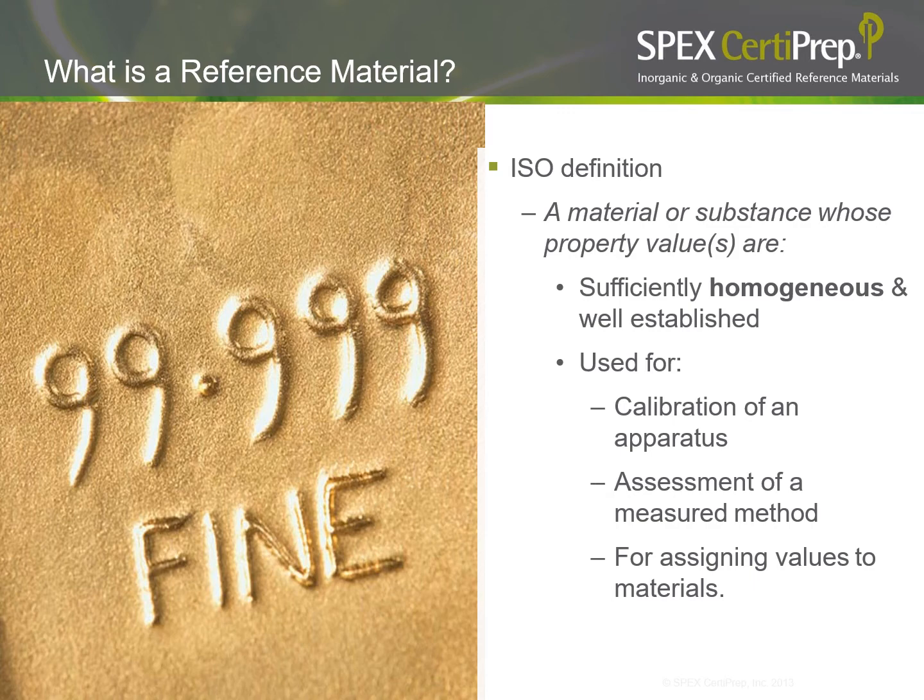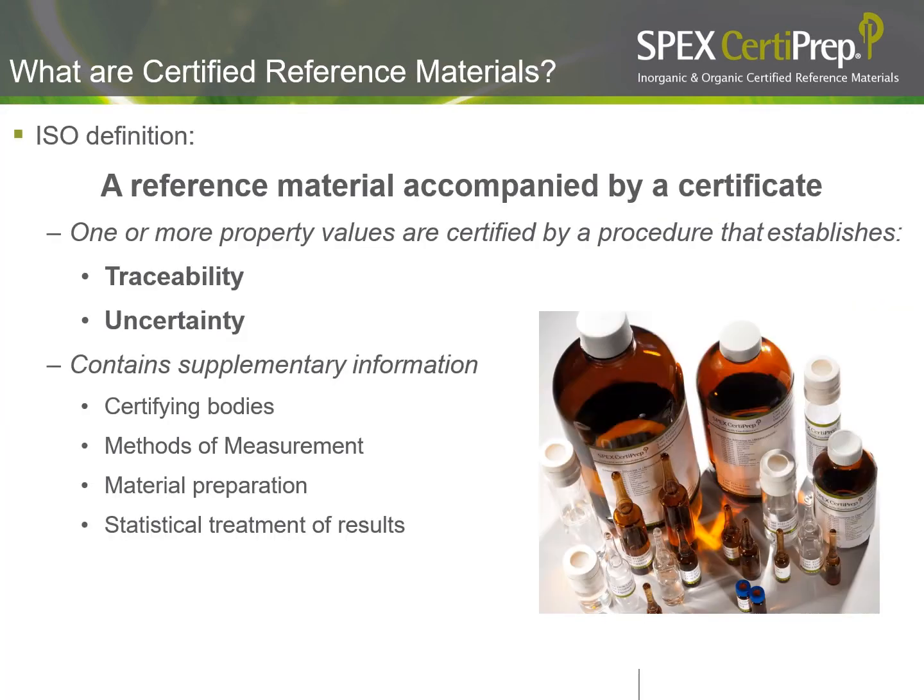So the ISO definition for reference material is basically a material or substance whose property values are sufficiently homogeneous and well established. Basically, why we are using reference material is for the calibration of an apparatus. We will also use reference material for assessment, to assess the measurement method or to assign values to materials. For all these purposes, class, we will use the reference material.